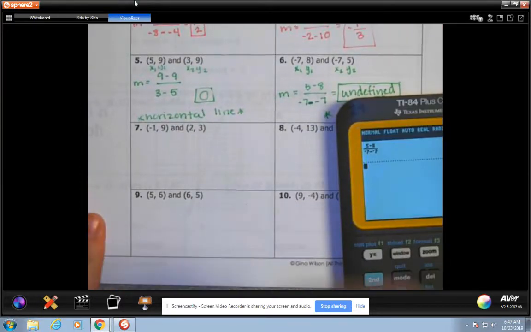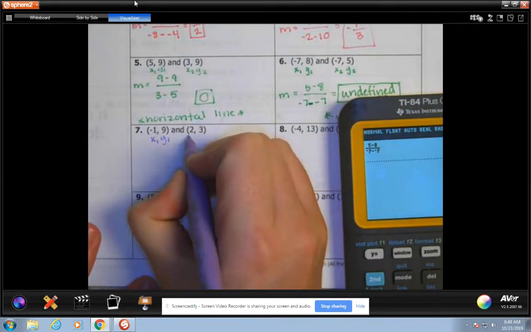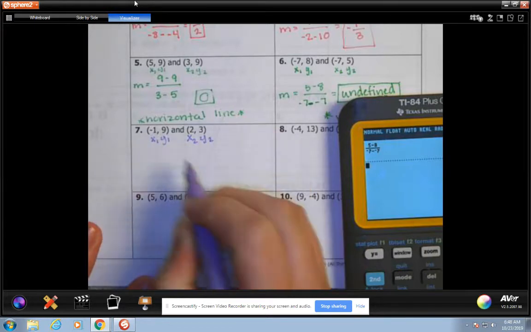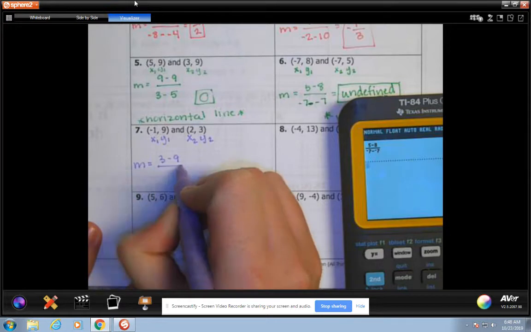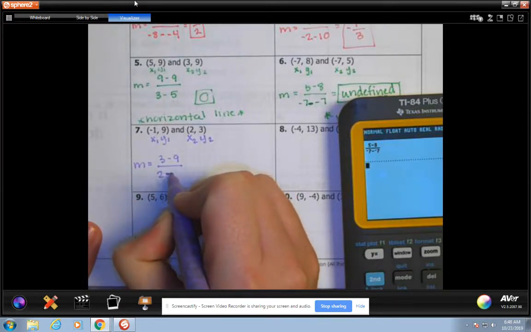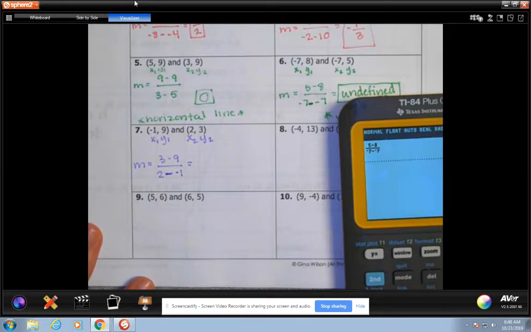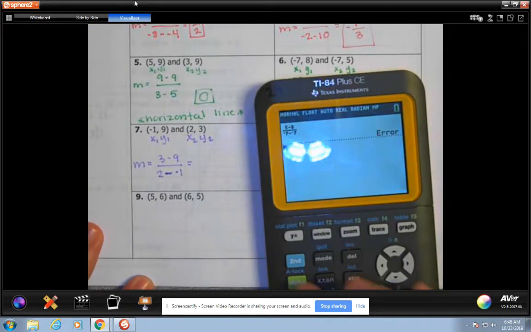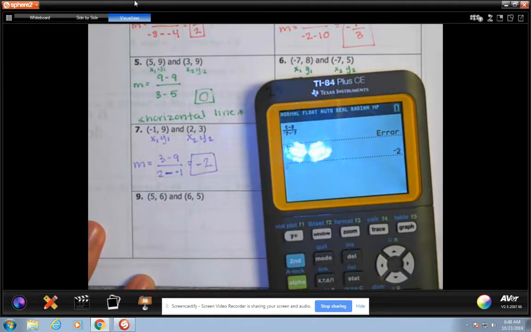So number 7, we've got x1, y1, x2, y2, and then we're plugging it into our slope formula. So m equals 3 minus 9 over 2 minus, so subtract a negative 1. Okay, and then I'm going to plug that into my calculator. Alpha x, look at that, I get my fraction so quick. 3 minus 9 over 2 minus negative 1 equals negative 2. All right, we're done with that one.